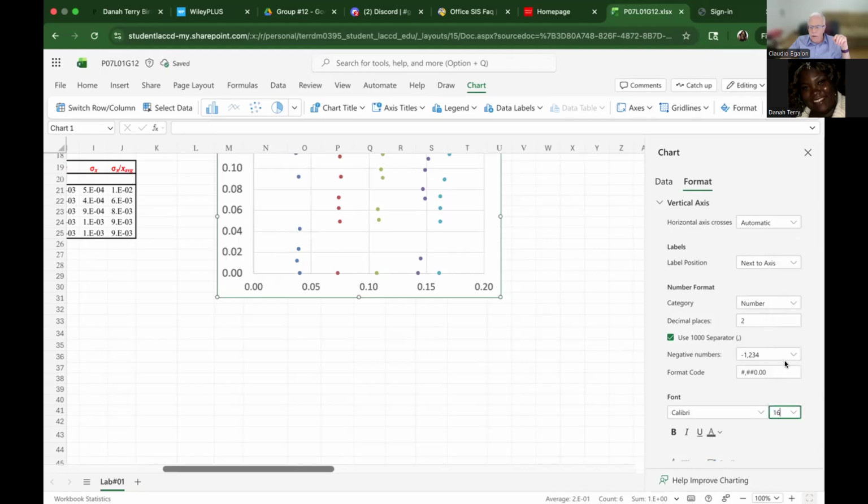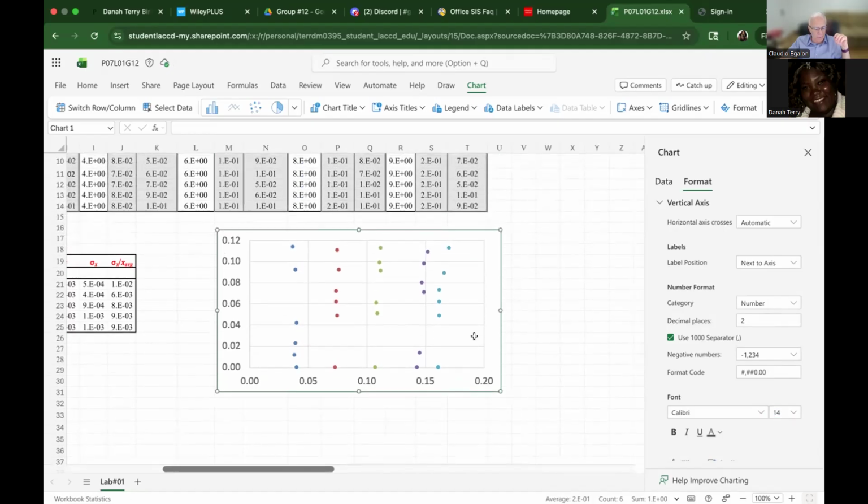14. No, put 14, don't put 16. 16 is the other. Okay, now click outside. Yeah, okay, see that? Now you have it. The number is the right decimal places, right? Right. Okay. That was all. I was a little confused on that.